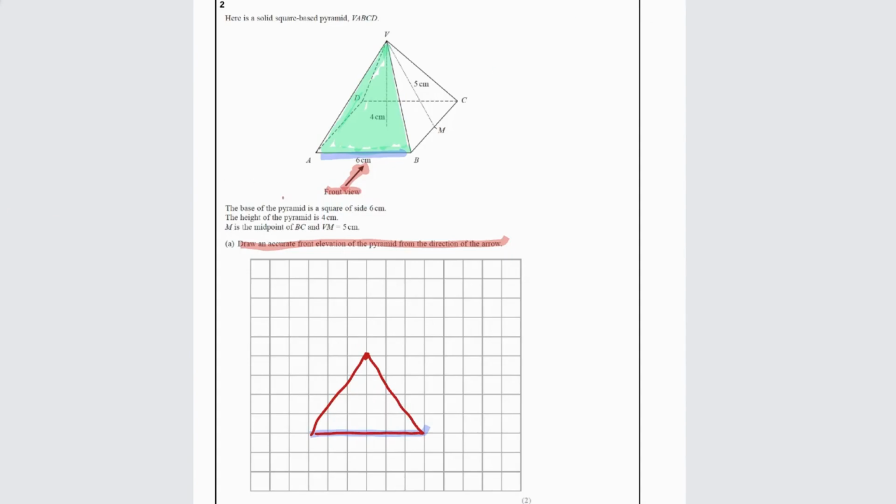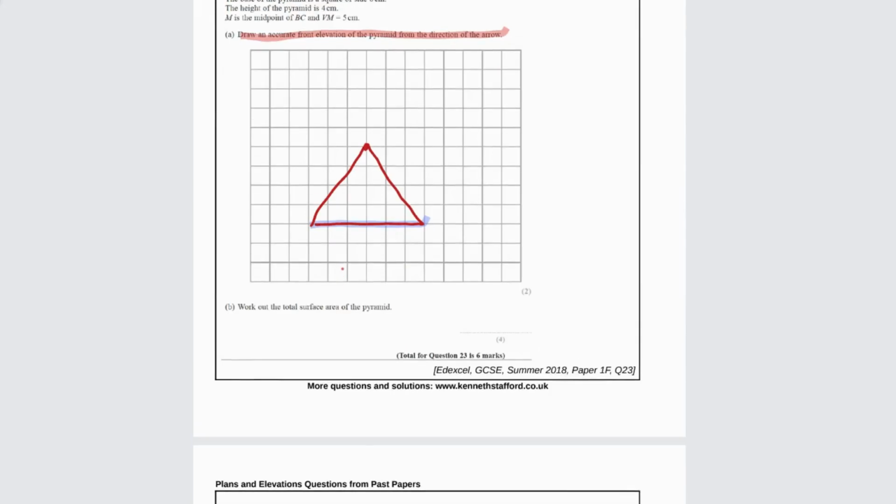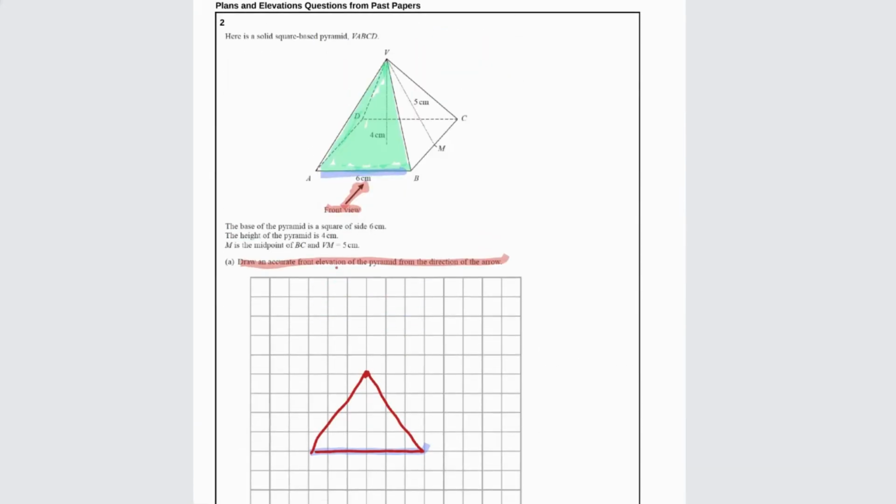Part B wants us to work out the total surface area of the pyramid. There's not actually a lot of room there. Well, the total surface area would be the area of all the faces. So we know one of the faces is a square, at the bottom face, the base, so it's a 6 by 6 square, so it's got an area of 36 centimeters squared.